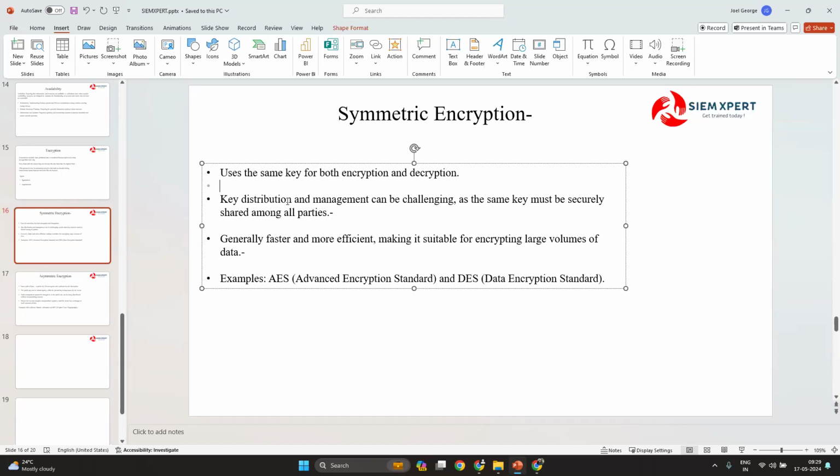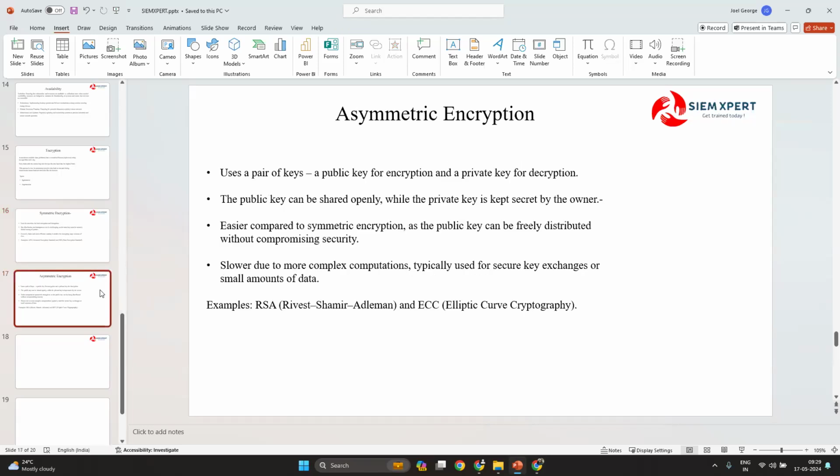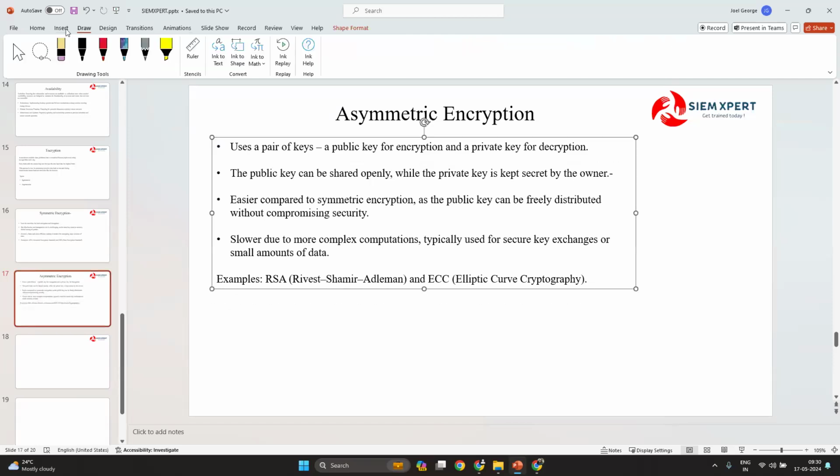And when it comes to key exchange, that's where asymmetric encryption comes in. In asymmetric encryption, two keys are used, a private and a public key, and data can only be decrypted with its corresponding key. So let's say, I'll just give you an example.